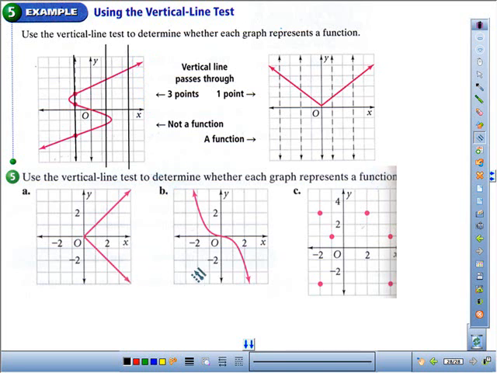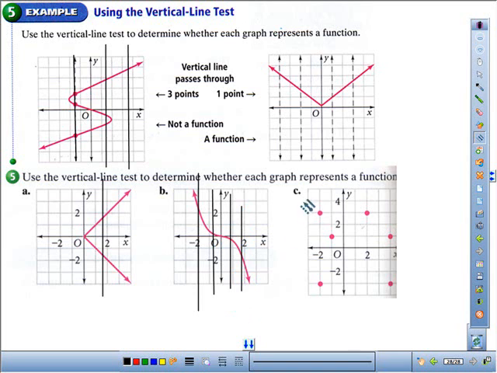Alright, so let's use the vertical line test. If we draw a vertical line down right here, oops, it touches 2 times, this would not be a function. Over here, if you draw a vertical line, it only touches once, draw a vertical line, it touches once, a vertical line, it touches once, a vertical line, it touches once, this is a function.